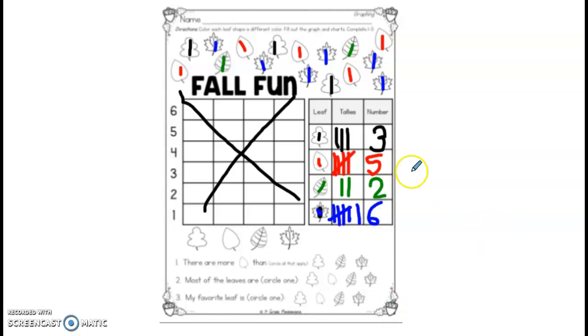Okay, so now I can easily see that the black leaf I have 3 of, the red leaf I have 5 of, the green leaf I have 2 of, and the blue leaf I have 6 of. The nice thing about coloring them was also that it helped me keep track to make sure that I didn't miss any. So I colored each one along the way.